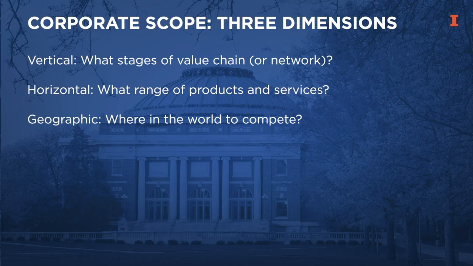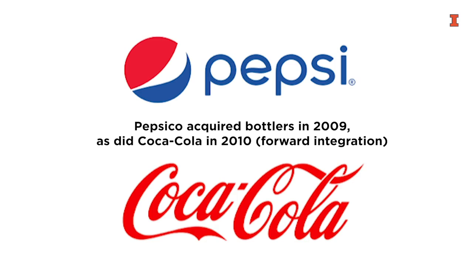And I want to highlight for you that these are real choices that companies make all the time. Take the case of vertical scope. For example, PepsiCo acquired most of its bottlers in 2009. And that's a very clear example of a company changing its vertical scope. It added another stage of activity to its business from within its value chain. And by the way, Coca-Cola also did something very similar soon after in 2010. We call this type of change in vertical scope forward integration, as I will explain shortly.